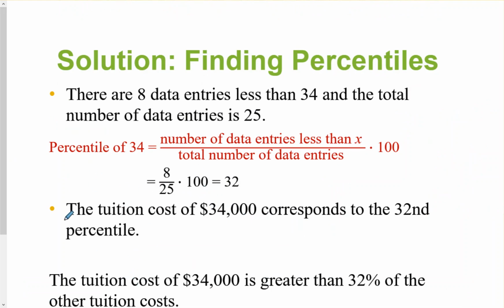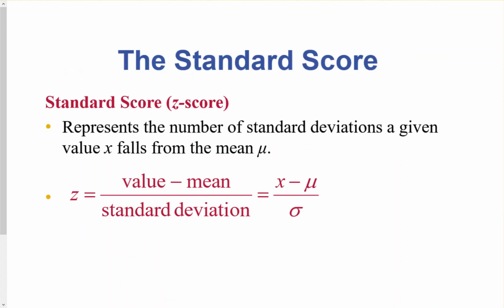Right, and that's the same interpretation we had. Okay, the standard score, we call it the z-score. It represents the number of standard deviations a given value x falls from the mean. The typical way we do a z-score, we take the value minus the mean and divide it by the standard deviation. That tells us the number of standard deviations that a score falls from the mean.